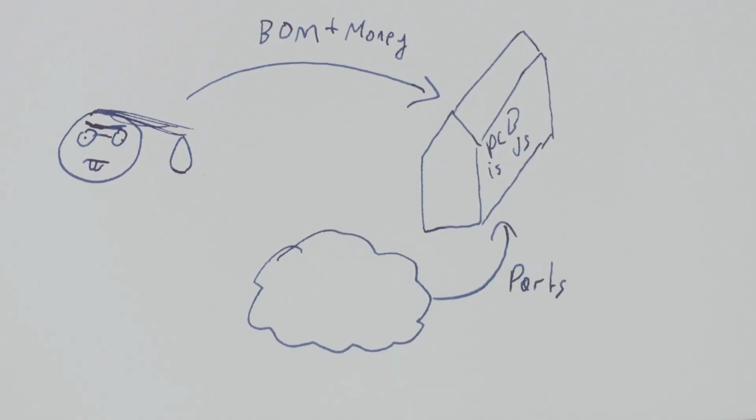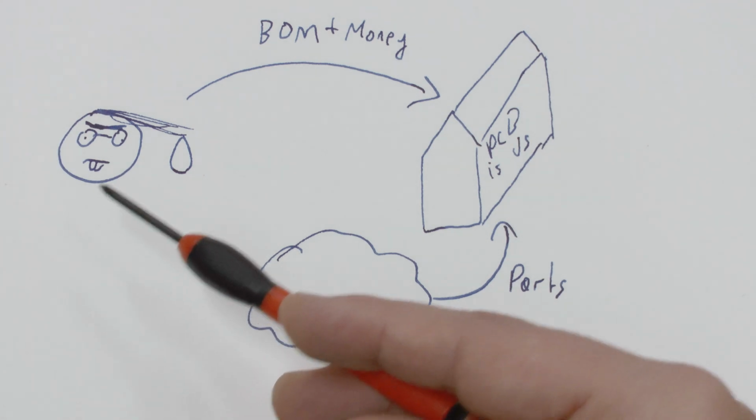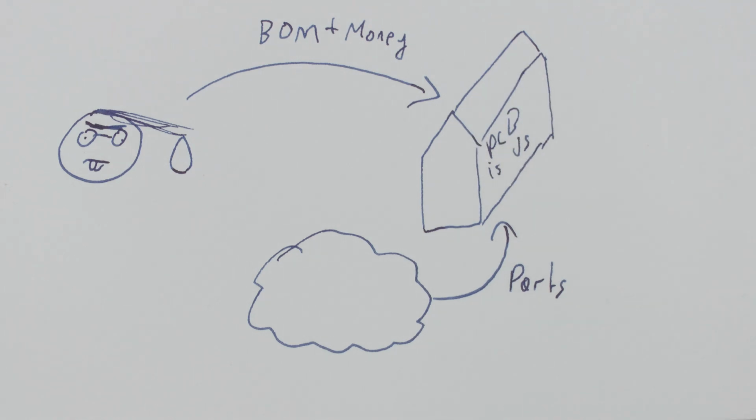To understand how the problem takes place, we need to start out by looking at the normal life flow of a PCB. We've got the engineer, like me, over there. When I was younger, at least, I looked like that. I send the bill of materials and some money to the PCB house, and the PCB house then sources the parts and returns the PCB to me. So this is the normal flow, which is done for most PCB interactions.